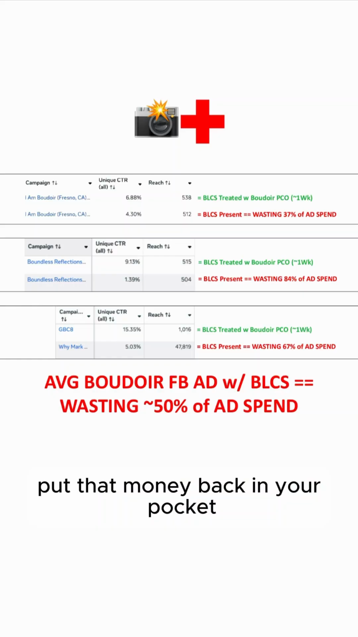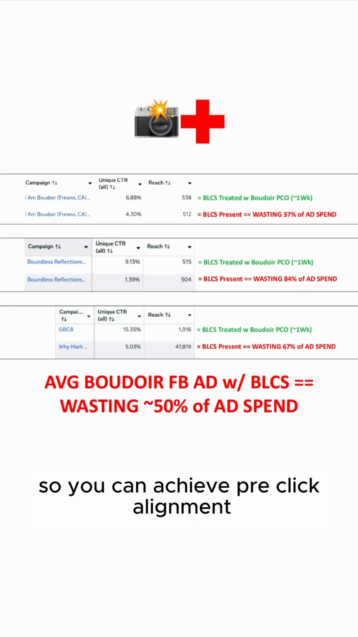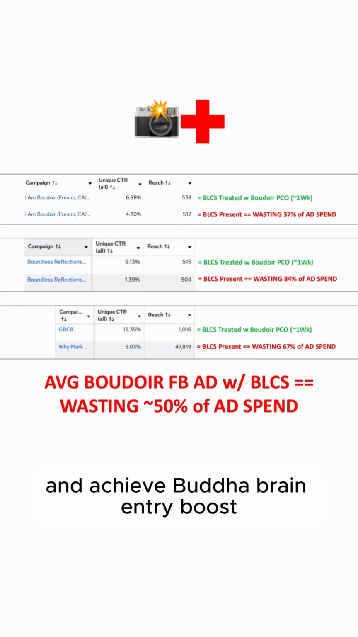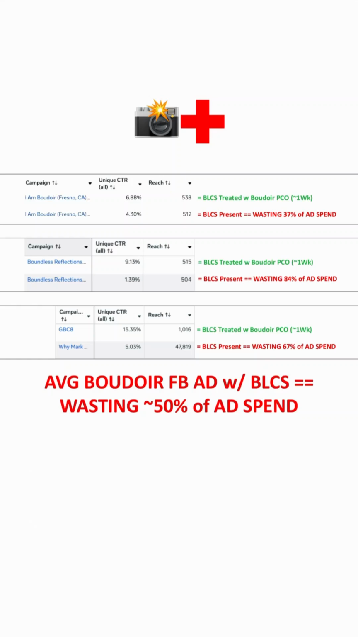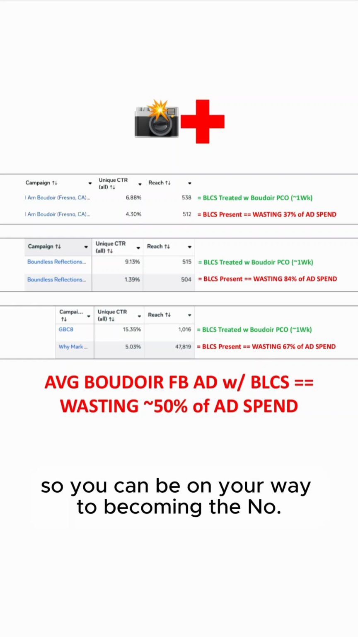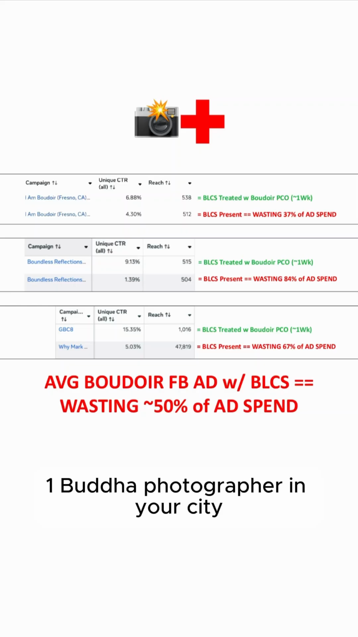Put that money back in your pocket so you can achieve pre-click alignment, become a dominant boudoir advertiser, and achieve boudoir brain entry boost with your boudoir Facebook ads. So you can be on your way to becoming the #1 boudoir photographer in your city.